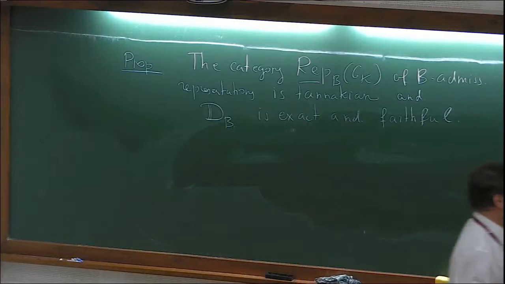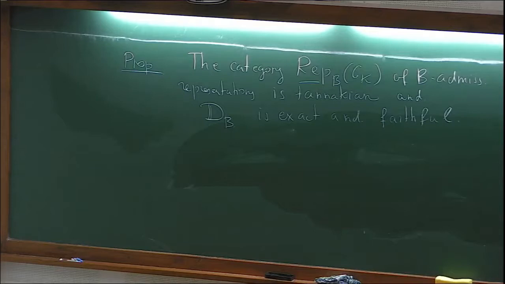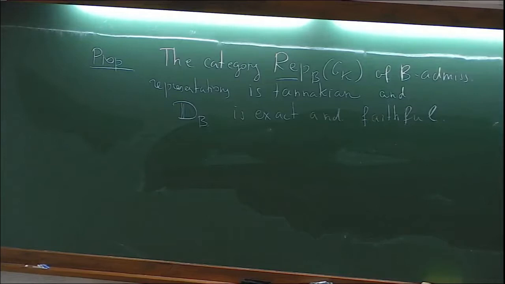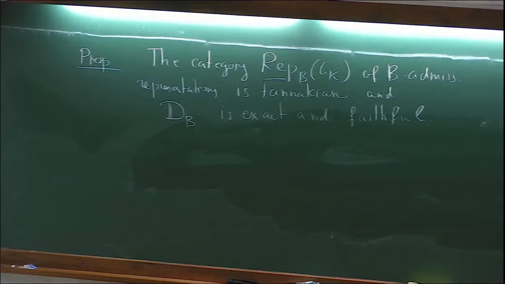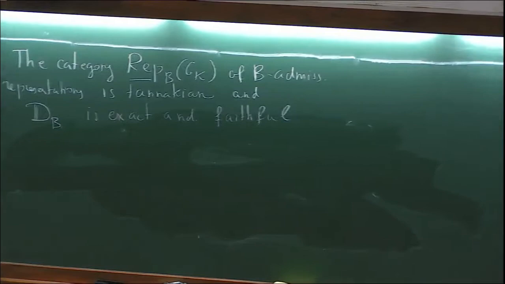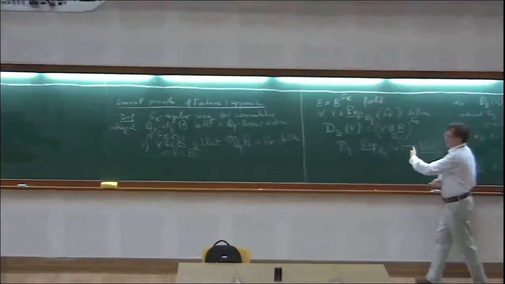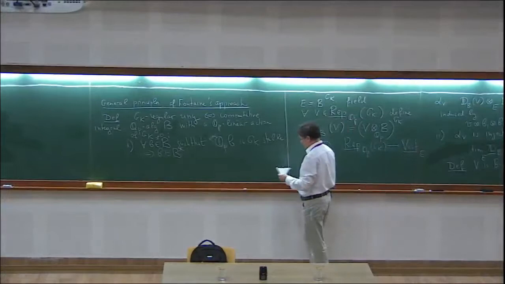So if we assume that V is B-admissible, one can ask if D_B(V) encodes enough information to recover V. And sure, it depends on the ring B. So if B has some important extra structure, we'll see that it is possible, but it is not always possible because a priori we have just E-vector spaces here, and so no a priori structure here for arbitrary B.